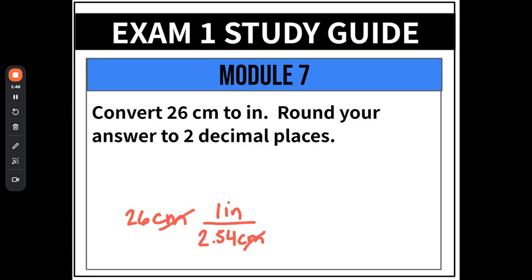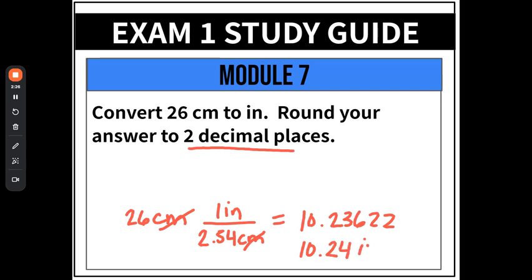And the centimeters will cancel. And all I need to do is divide. So when you type this in your calculator, 26 divided by 2.54, you're going to get quite the decimal here. That's okay, just write off the first couple digits, and then we can round to 2. The question wants us to round to 2 decimal places. So here's 1, 2. We look to the right, this is larger than 5, so this is going to become a 4. So 10.24 inches.